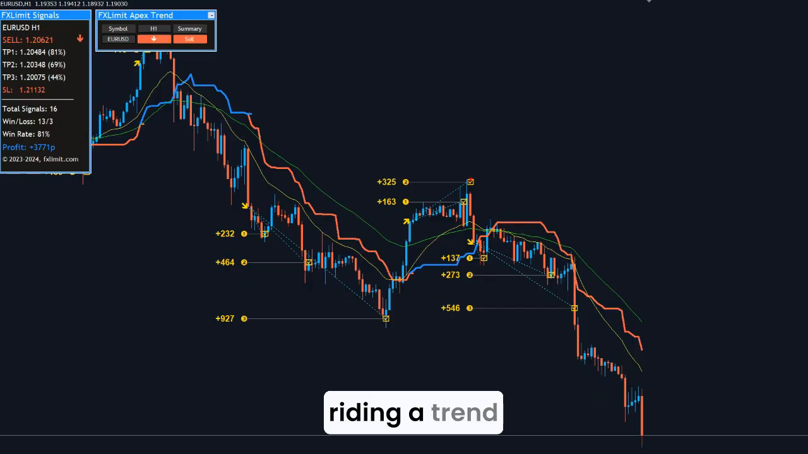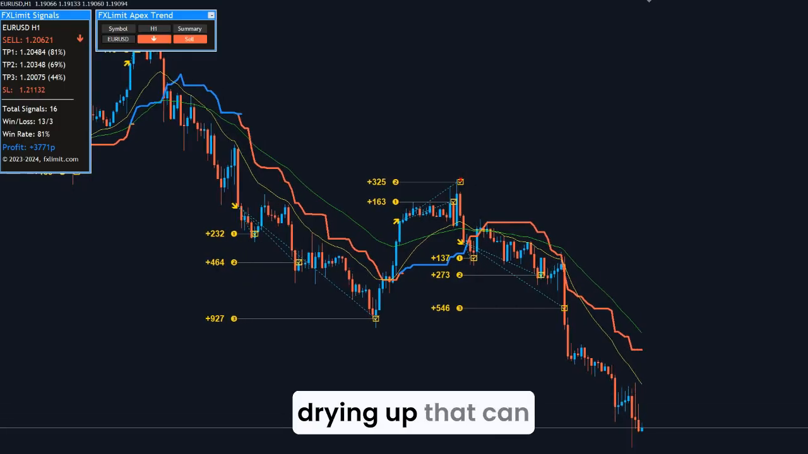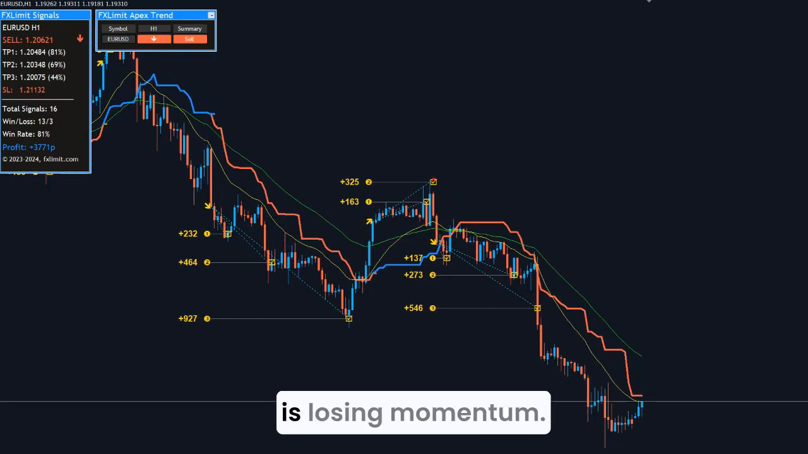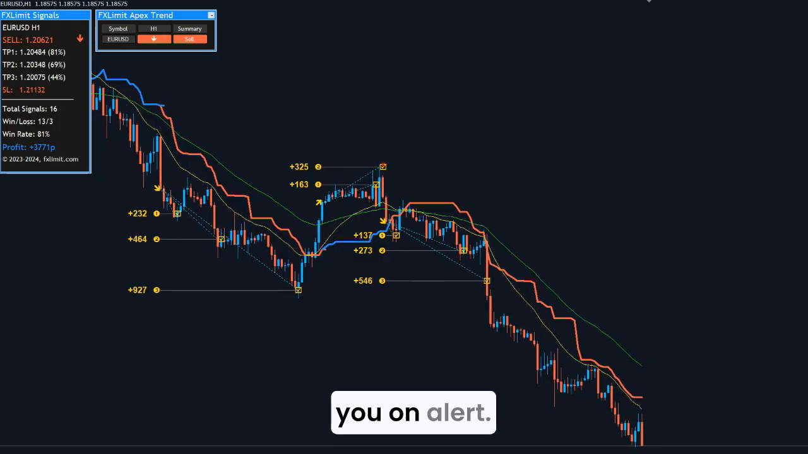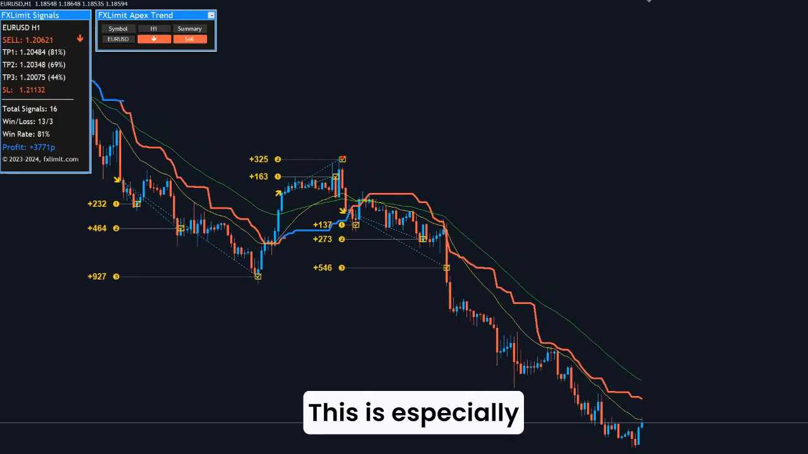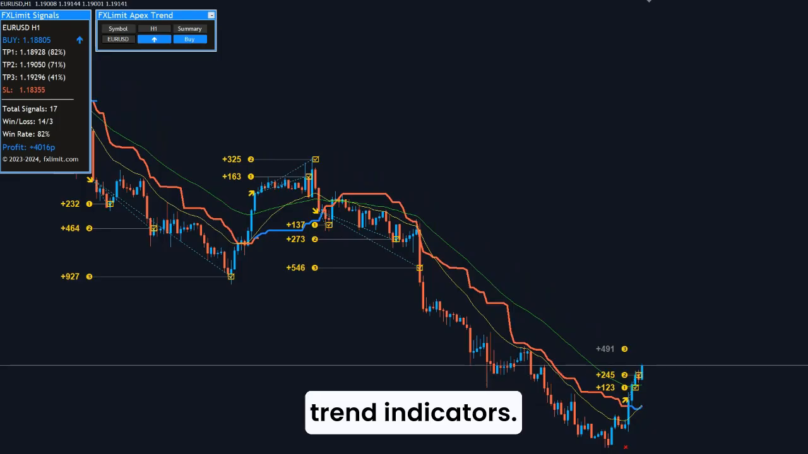Another method is using volume to confirm trends. Let's say you're riding a trend and volume starts drying up. That can be a sign the trend is losing momentum. It's not an automatic sell signal, but it should put you on alert. This is especially powerful when combined with trend indicators.